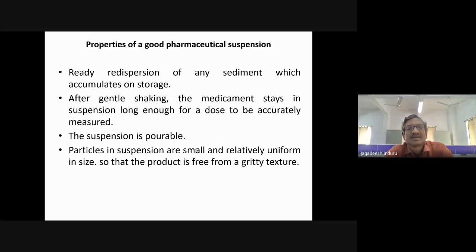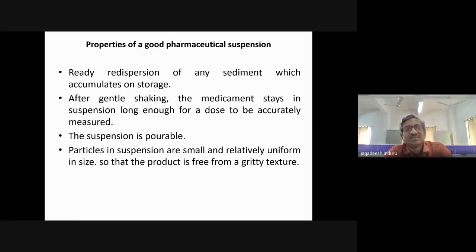Particles in the suspension are small and relatively uniform in size. This is very much required. Why it is required to be uniform, we will see a little bit later. And why it is required to be small: sedimentation will not be fast, so that the product is free from gritty nature, and you get the same advantage when applying it in the form of a lotion to the body as a local application. So small size is a prime requirement there to prevent a gritty texture.